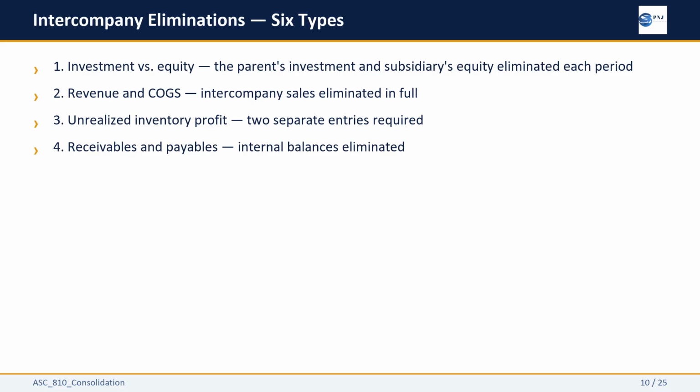The investment and equity elimination is performed every period. Revenue and COGS are eliminated for all intercompany sales. Unrealized inventory profit requires 2 separate entries: the sale elimination, and then the separate inventory profit deferral. Intercompany receivables and payables are eliminated, so are intercompany dividends and interest.